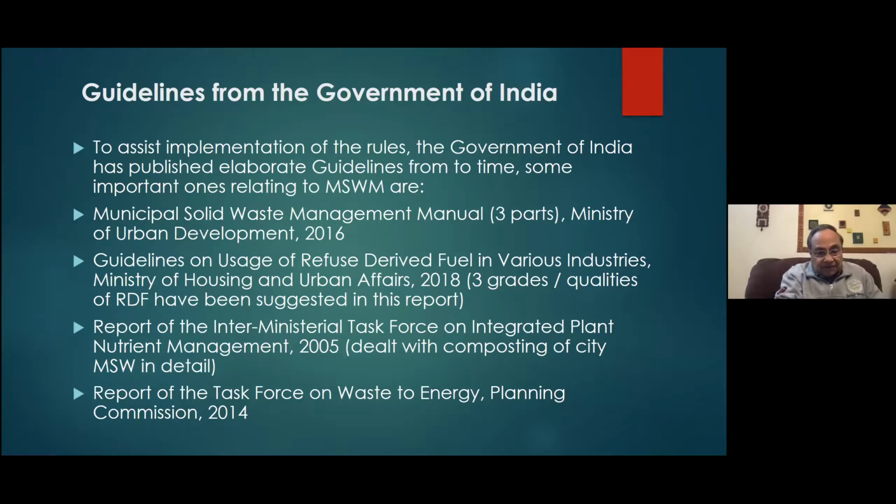Then there was a report from the Planning Commission about waste to energy. That was a pretty thick report in which they talked about this issue. Next, please.